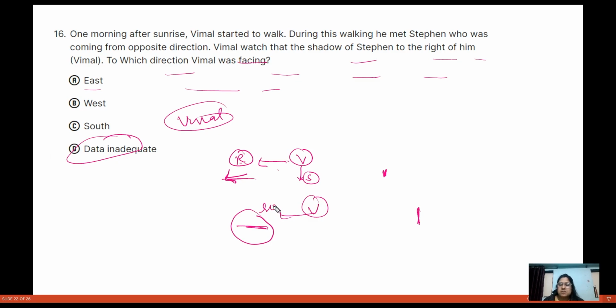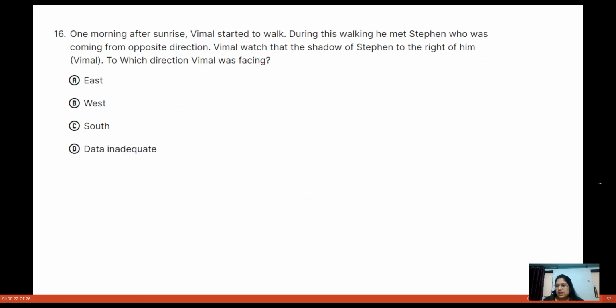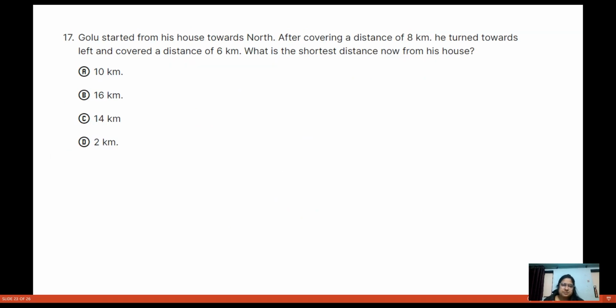So this side is right for Vimal. That means he's facing towards the south. We get our answer: south. So this is that simple.